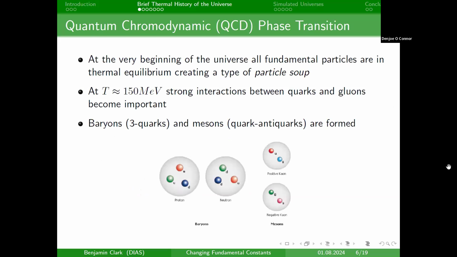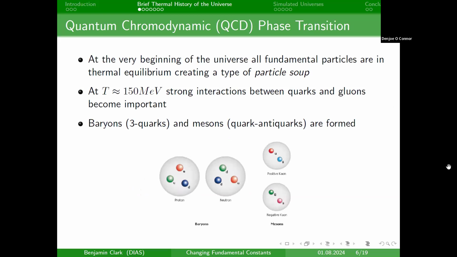So briefly, just to talk about the various points. At the very beginning of the universe, all fundamental particles are in thermal equilibrium, creating a type of particle soup, if you want. Thermal equilibrium just means that if a process is in thermal equilibrium, it has equal probability of happening in one direction as it has of happening in the other.